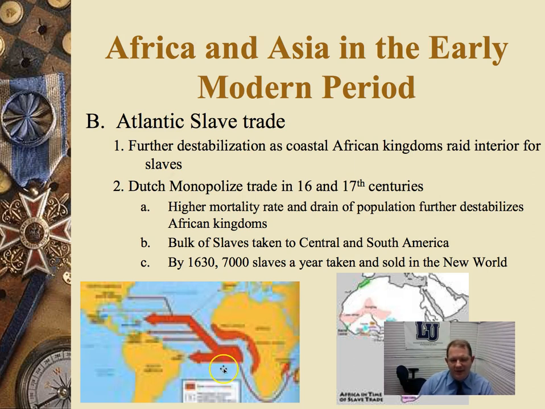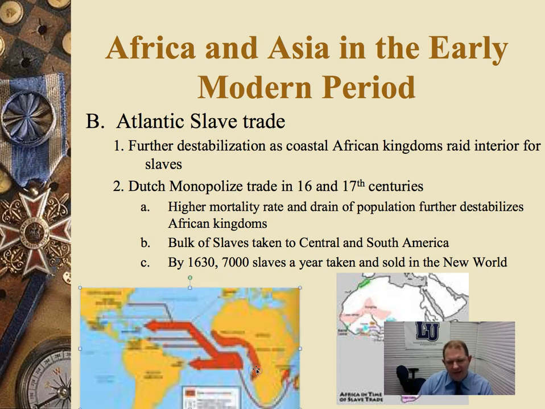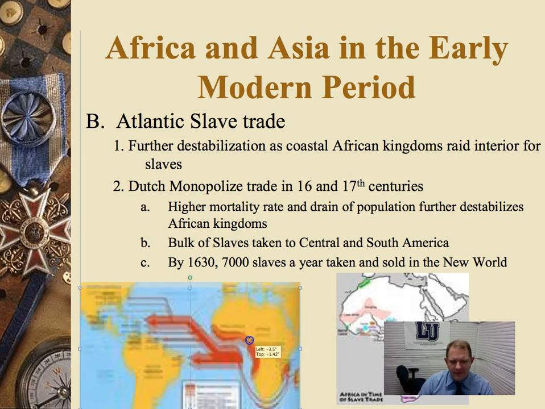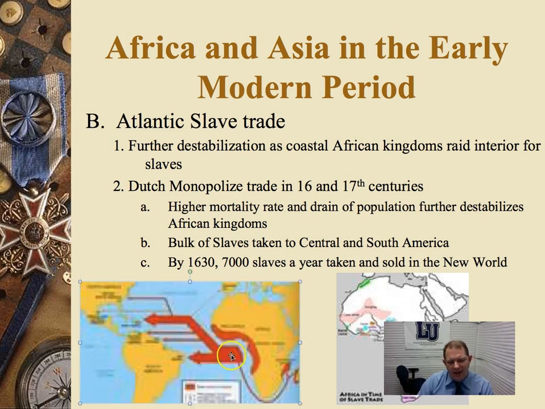Now, as this picture indicates, the bulk of the slaves are going to go to Central and South America, New Spain, and of course the Portuguese colony of Brazil. The bulk of the slave trading area is going to be here, as you can see, but the numbers are going to be predominantly on the coastal areas here and into the Caribbean, with a very small percentage of slaves going to North America.